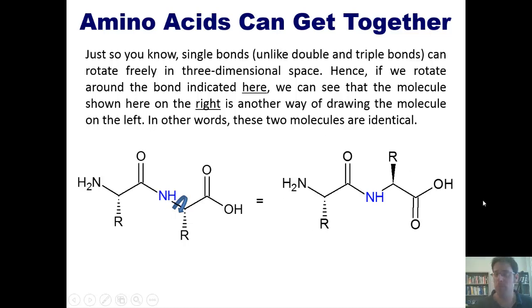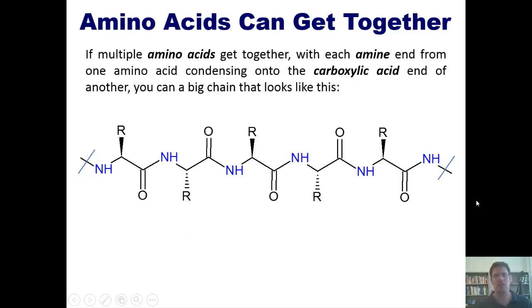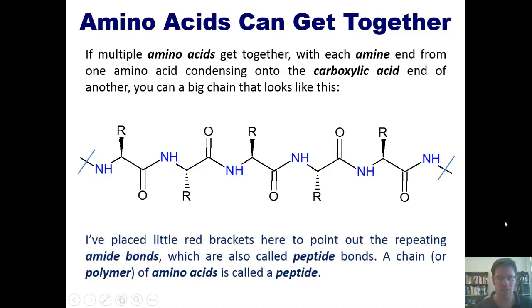So what happens if multiple amino acids get together? Well, if multiple amino acids get together and do the same thing, each amine group from one amino acid can condense onto and take the place of the OH group in the carboxylic acid of the amino acid next door. If that happens again and again and again, you get a big long chain that looks like this. Now I've placed little red brackets here to point out the repeating amide bond units, which are called peptide bonds.